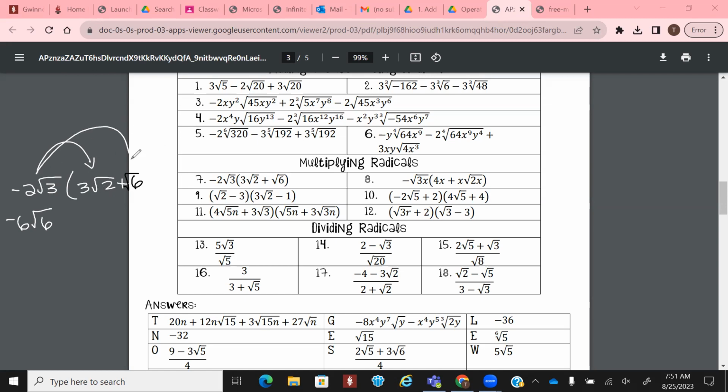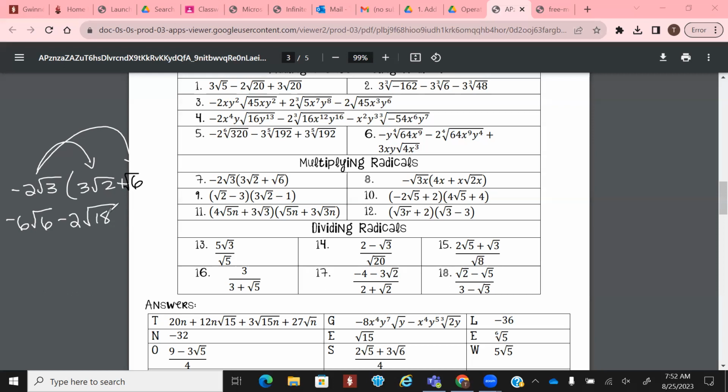On this next one, what's on the outside of this radical? We got the radical 6. So what's on the outside of a radical if nothing's written there? A 1. So what's -2 times 1? And then 3 times 6? No. 3 times 6. Oh my God. 18. This is where that multiplication comes into play, right?